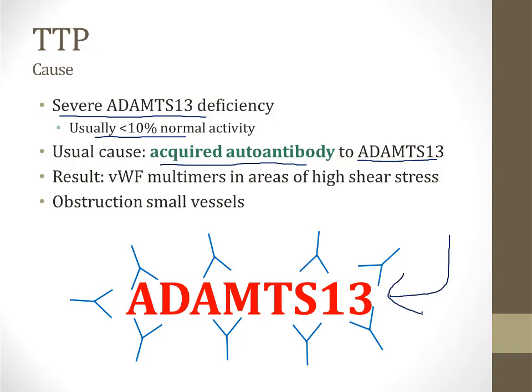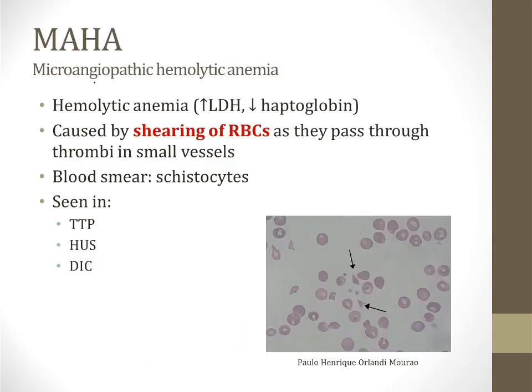As a result of low levels of activity of ADAMTS13, patients accumulate von Willebrand factor multimers, and the multimers most like to accumulate in areas of high shear stress. And the part of the vasculature where the shear stress is highest is the small blood vessels, and for this reason you develop obstruction of the small blood vessels. When the small blood vessels are obstructed, a special type of hemolytic anemia occurs called microangiopathic hemolytic anemia. Most people call it MAHA.